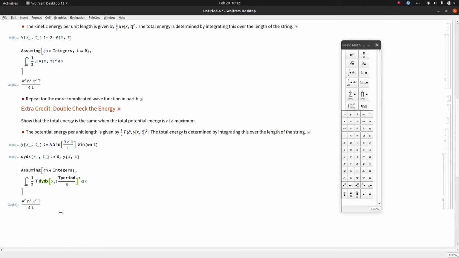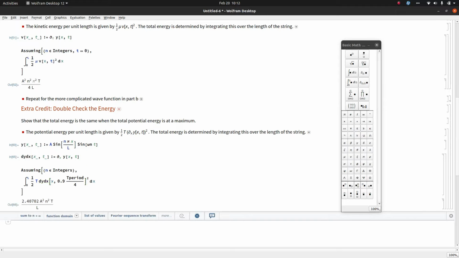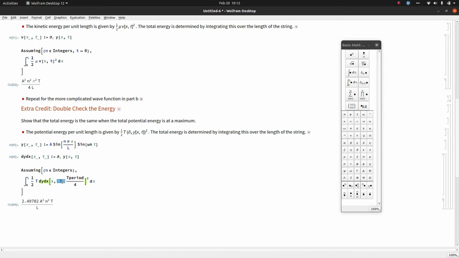You can see if I go a little before that period, same functional form, but it's just not quite as much potential energy. Some of that energy is going into the kinetic energy. So that is a nice, easy way to compute the energy stored in a wave.